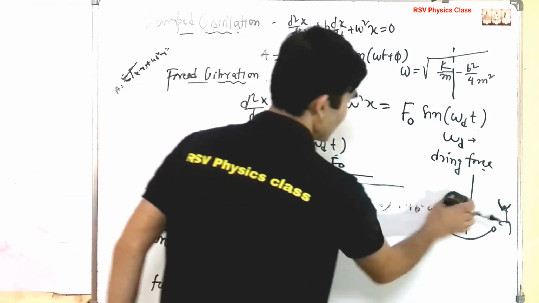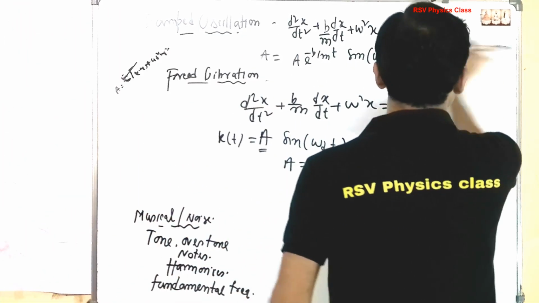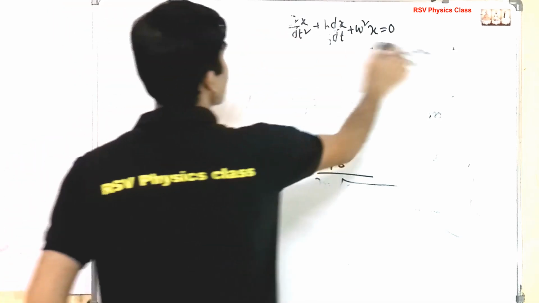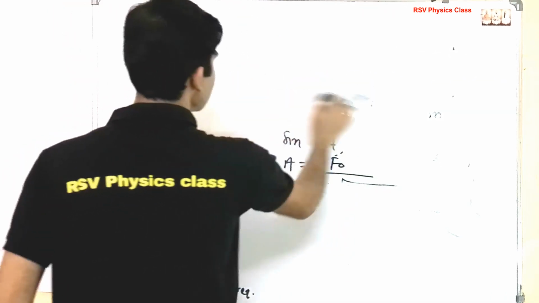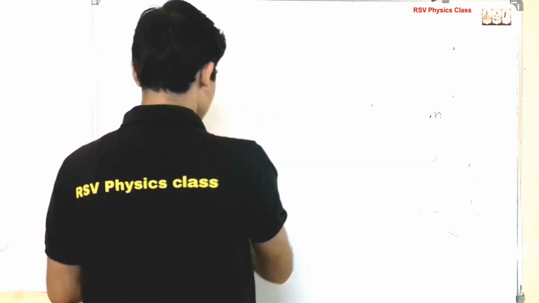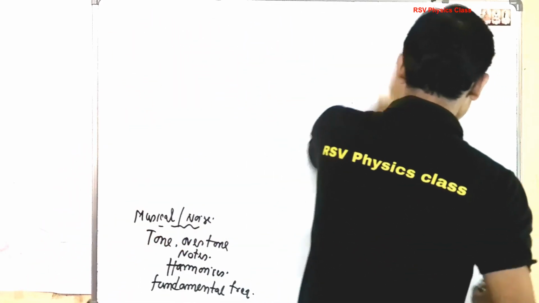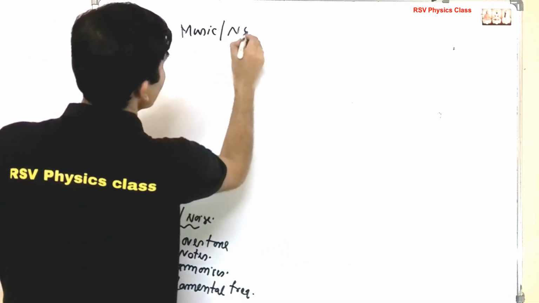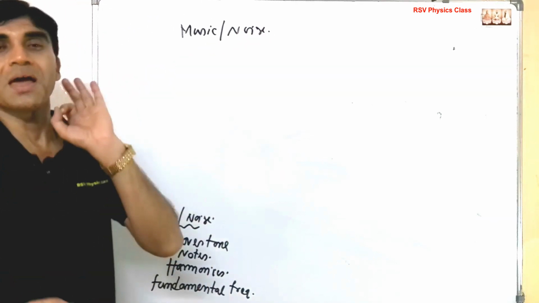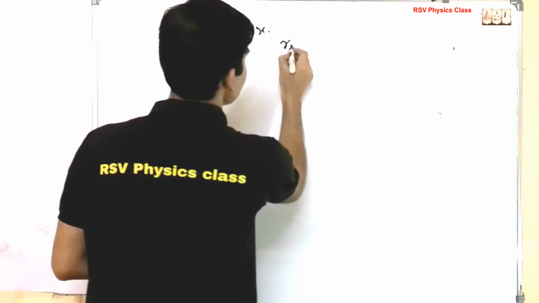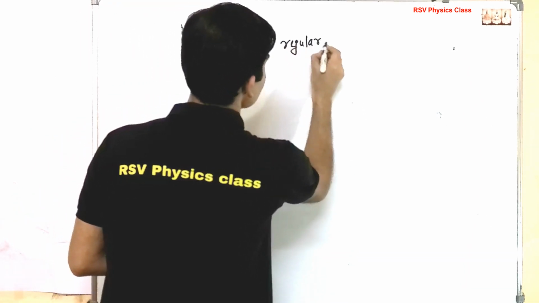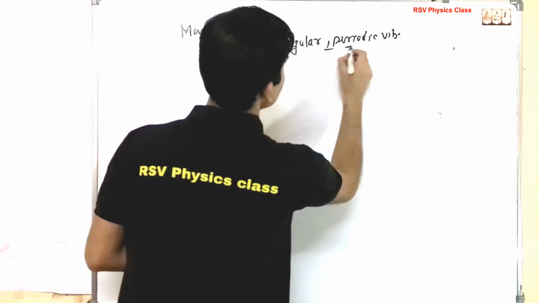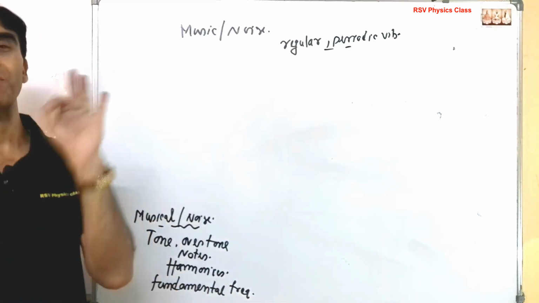So now, all of you prefer to hear sound, vibrations and musical songs. So what is the basic difference between music and noise? Music is a regular periodic vibration, which sounds good to hear, while noise is not a periodic vibration.